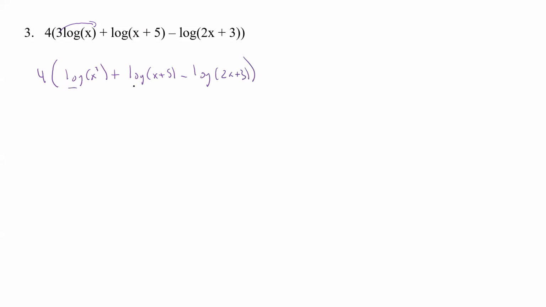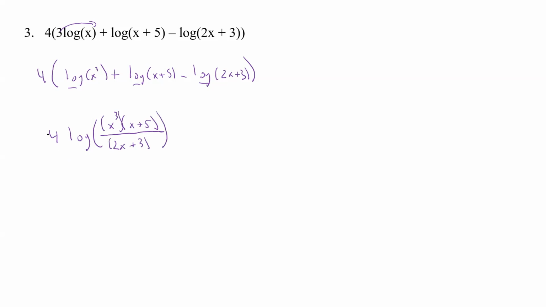So now each one of those is a log, so that's all the same base. So I'll have 4 times the log. Now my pluses are these two, so I'll have an x cubed times x plus 5. And again, if you want to put them both in parentheses, that's fine. All over, we have the 2x plus 3. Okay, so that's that step.